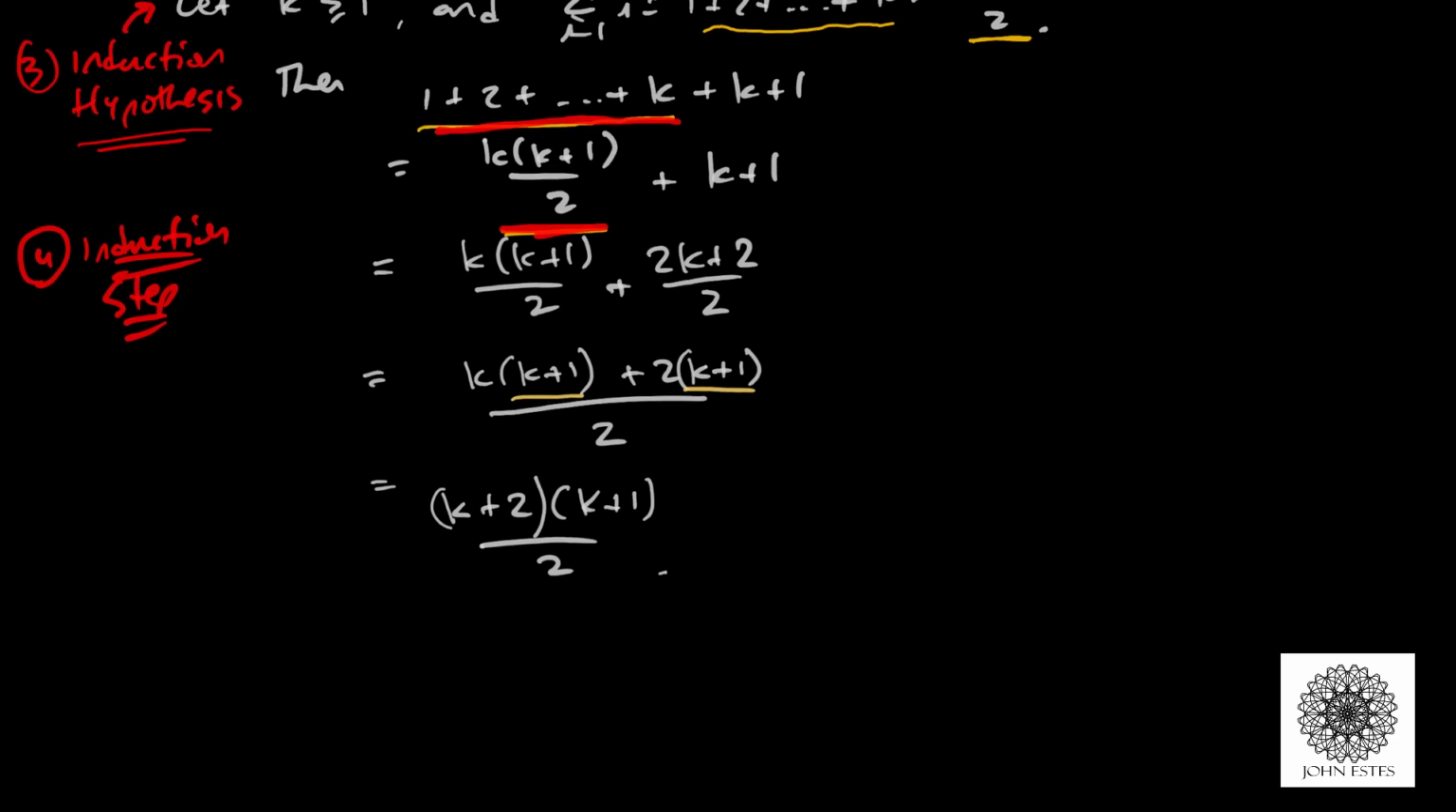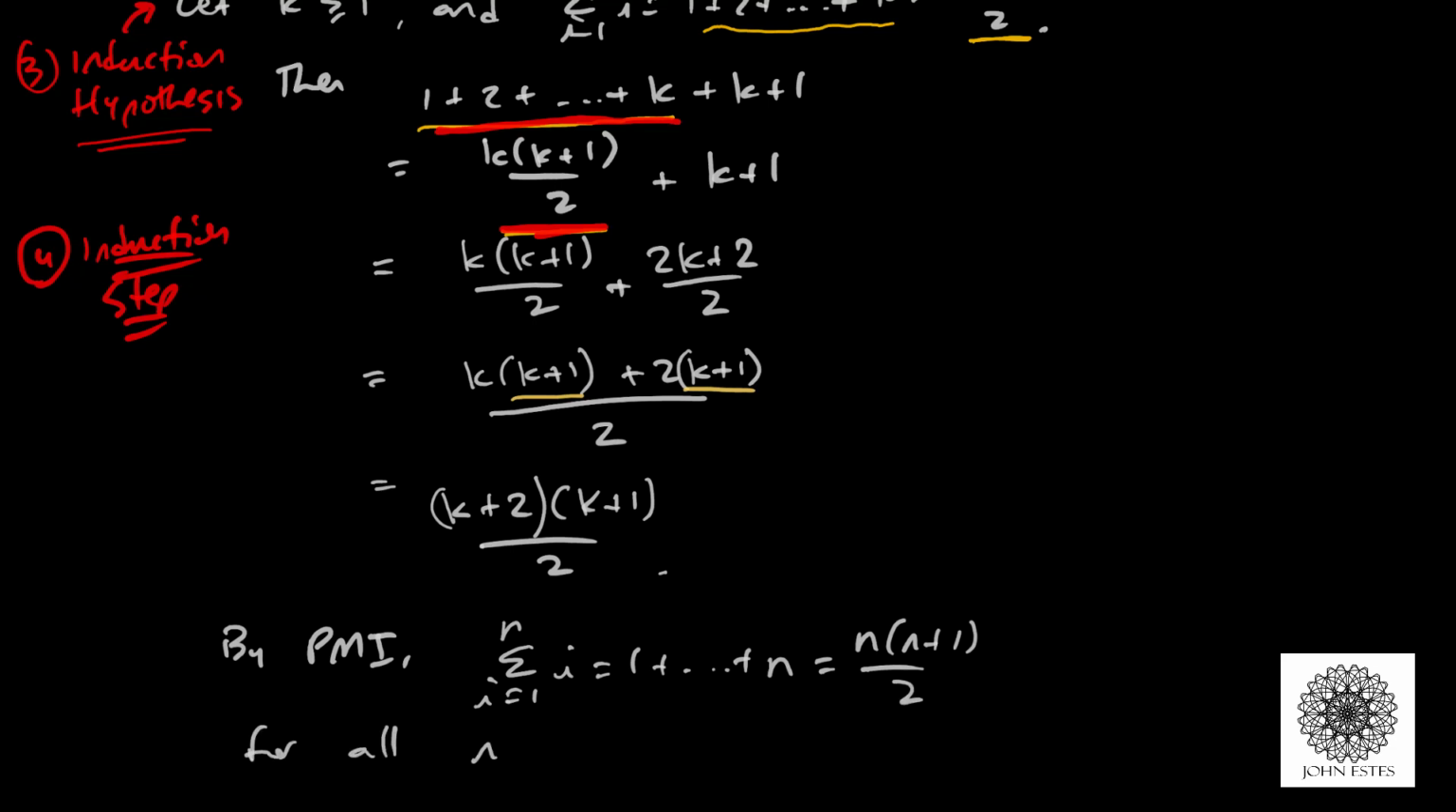Okay, so now lastly we say, by the principle of mathematical induction, or a lot of times that's shorthanded as PMI, restate your official statement. The sum going from 1 to n of i, which is 1 plus 2 plus all the way up to n, is n times n plus 1 over 2 for all n greater than or equal to 1. And there's the end of your proof. And this last part is the fifth part, and that's my conclusion.